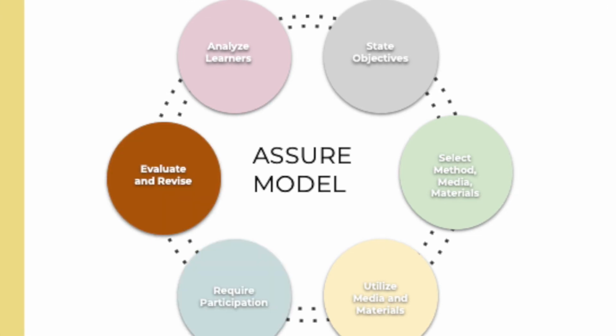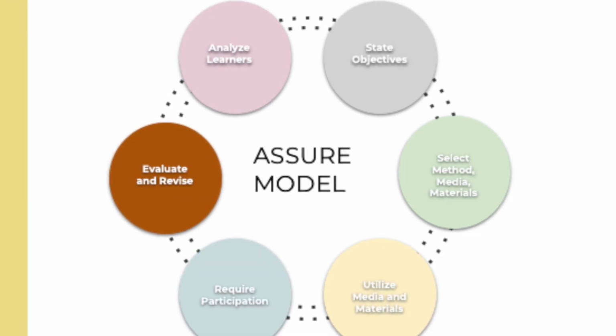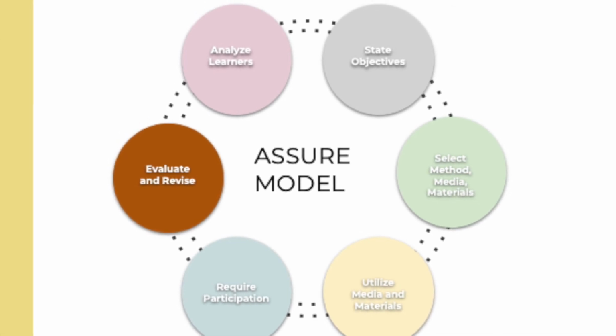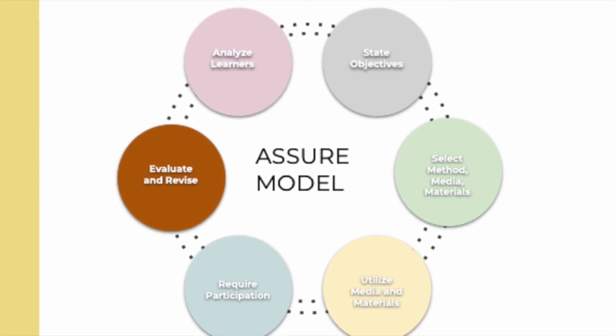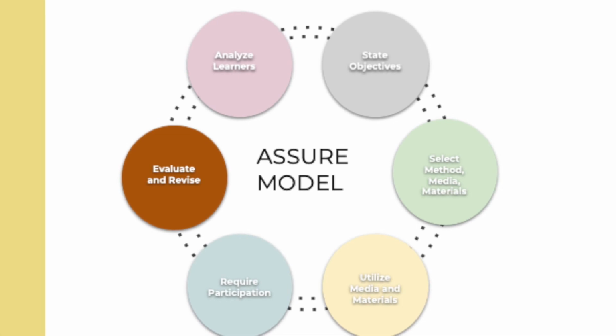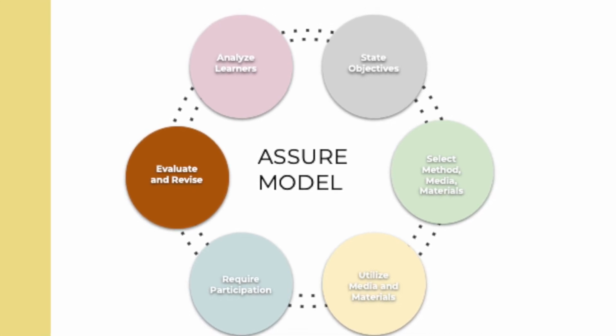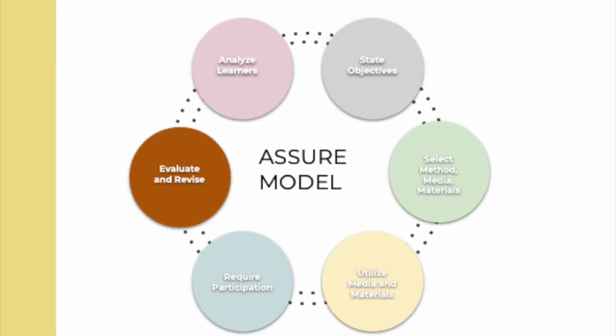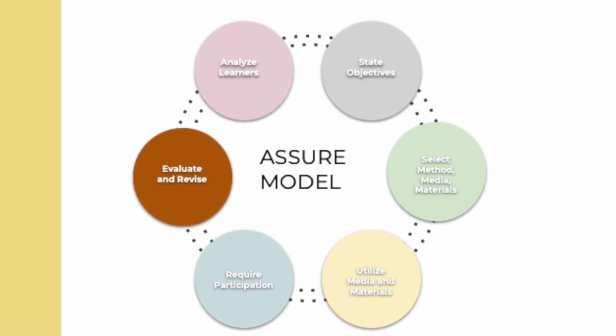The last step of the Assure model is the evaluate and revise step. In this step, you will look at your technology that you used and whether it was effective or not. You will look at things to improve your technology choices and maybe even select a different technology for next time.